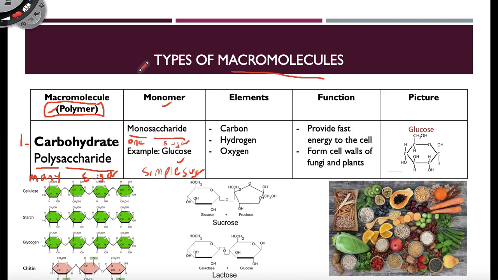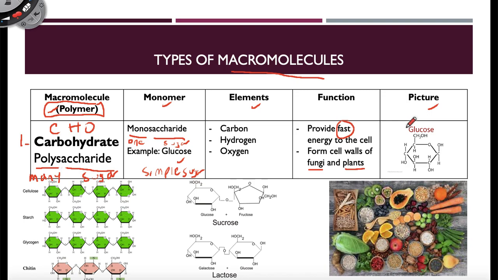So a carbohydrate is made up of 3 major elements: carbon, hydrogen, and oxygen. Make sure you write that down as well. And carbohydrates provide fast energy to the cell. And carbohydrates in plants also form cell walls of plants and fungi.